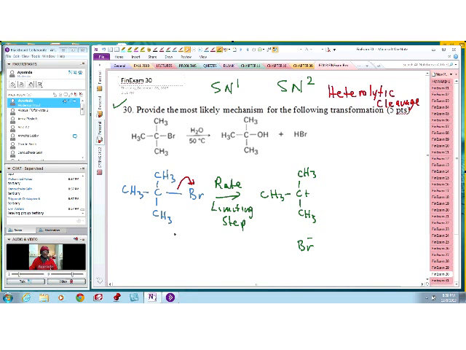Now, because the rate limiting step only involves the substrate, the rate equation for this reaction becomes k, which is some constant, multiplied by the concentration of the substrate. Let us represent the substrate by RX. So the rate equation only involves the substrate right here. It doesn't involve anything else. And that is why we call this an SN1 reaction. That is where the 1 comes in. 1 stands for unimolecular.